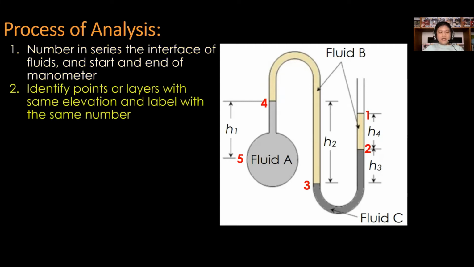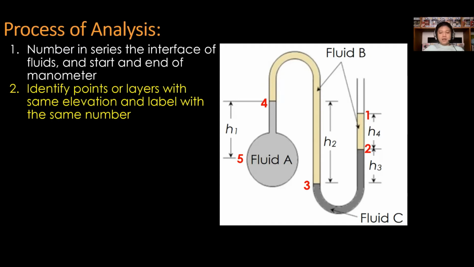Second, identify points or layers with same elevation and label with same number. The criteria are, first, same number must be same fluid, that is either above or below. And second, within the manometer or the connection part is only one fluid. Then let us check per point.